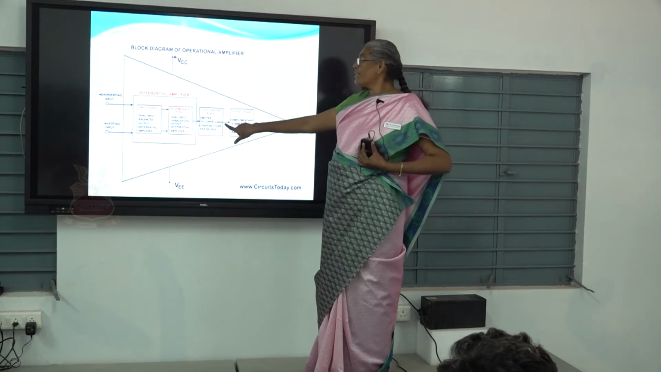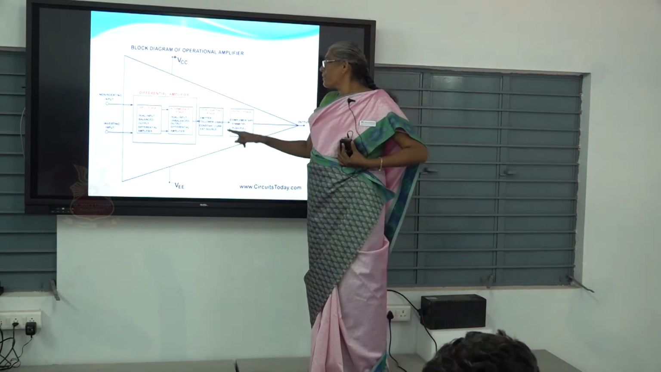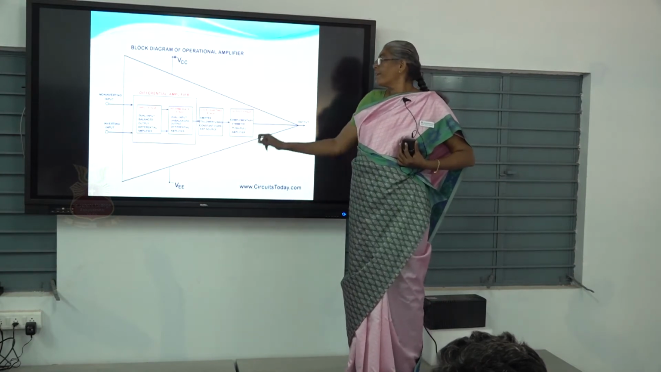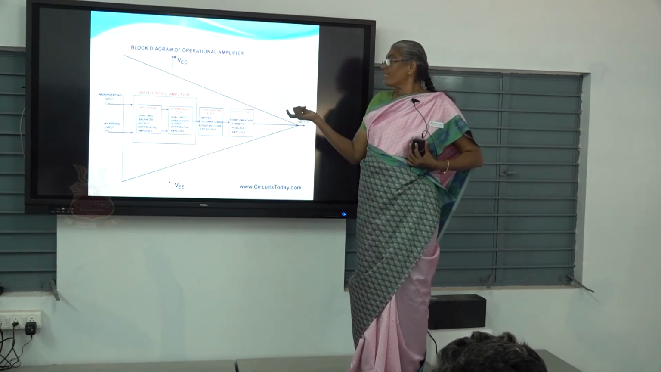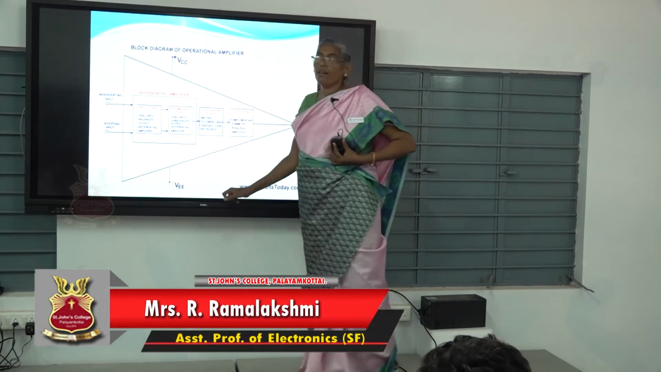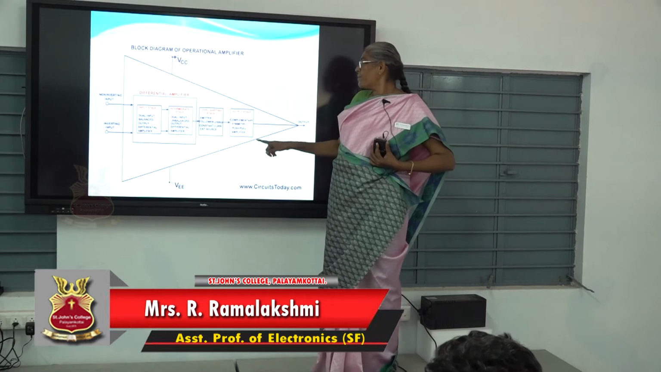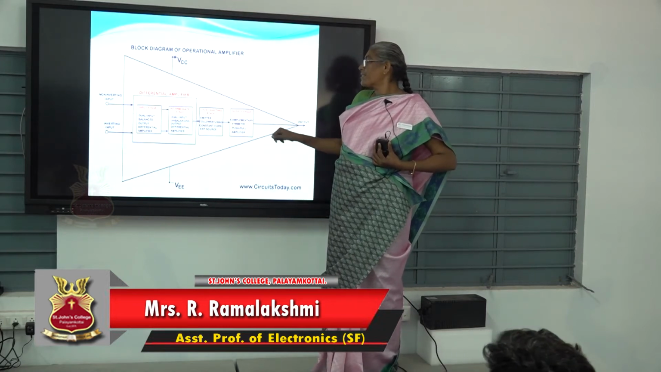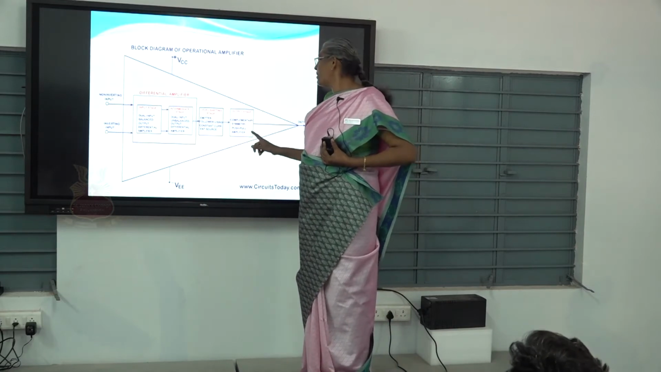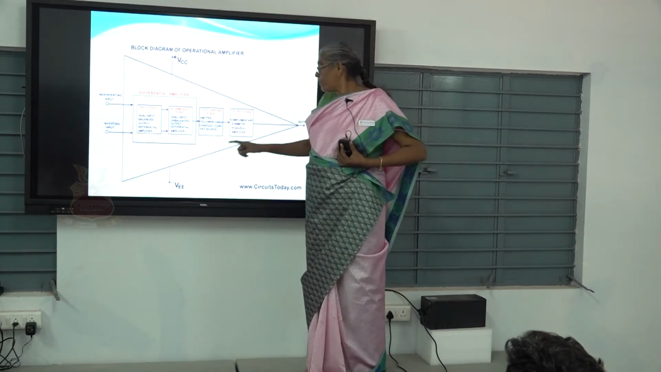Next, the level shifting stage. In the level shifting stage, an emitter follower is used, with a constant current source. The next is the output stage. The output stage is a complementary symmetry push-pull amplifier.